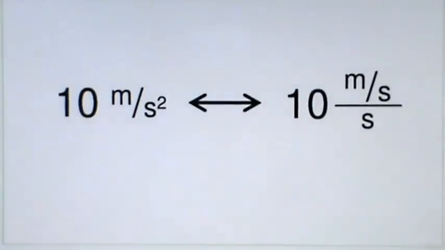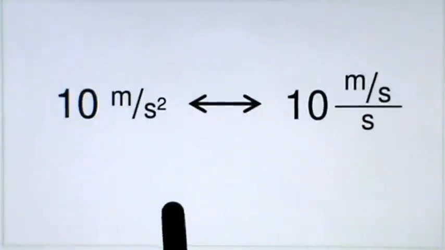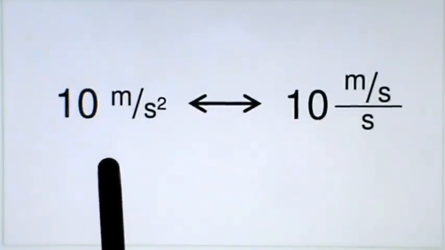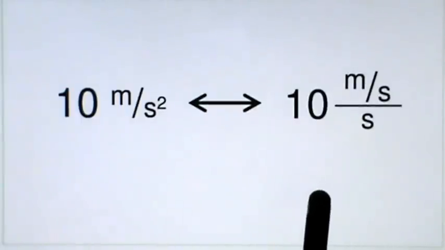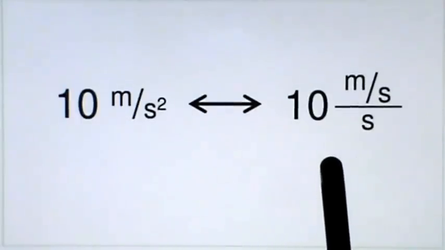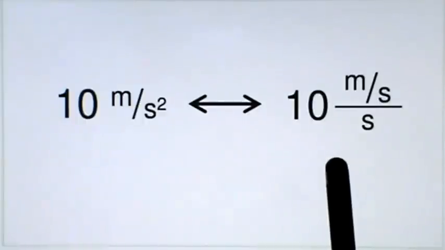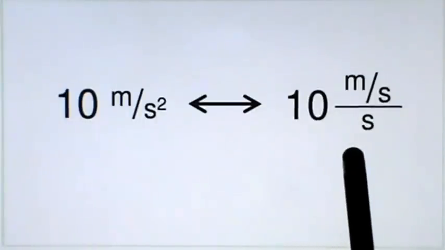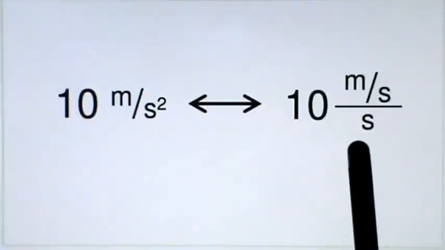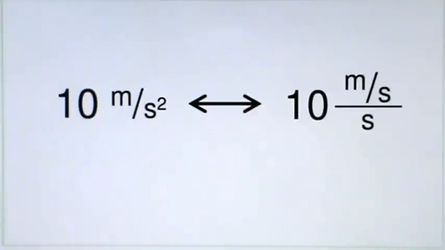I will show you how to write and understand the meaning of acceleration. Acceleration can be written like this or like this. They are the same. However, the second one could probably help us get a better understanding of its meaning. So, if an object is being accelerated 10 meters per second, it means that every second the speed of the object is increasing 10 meters per second.